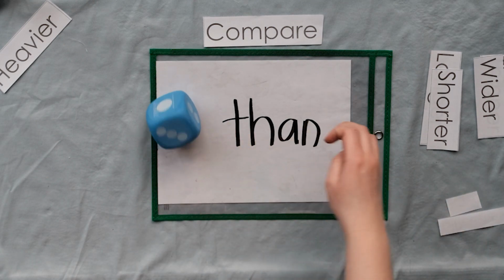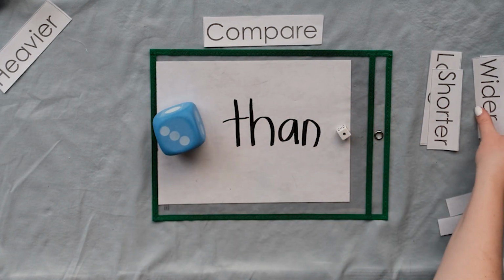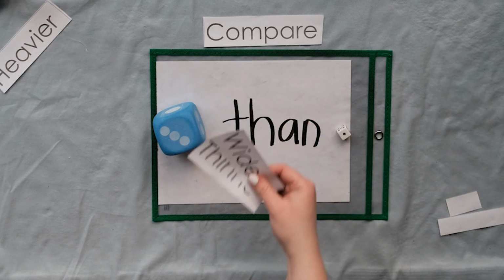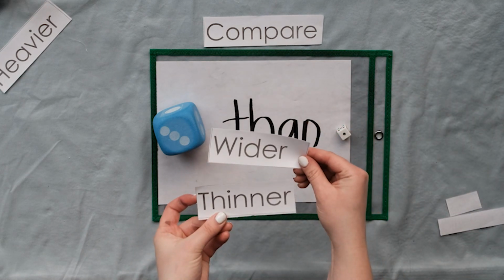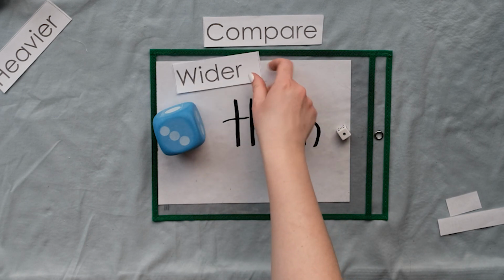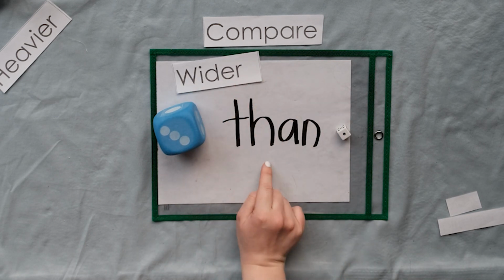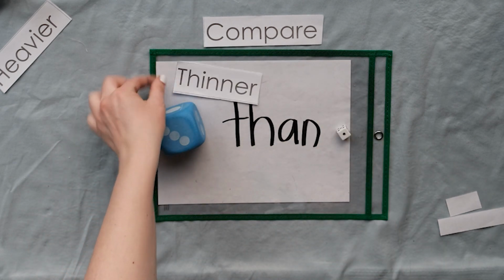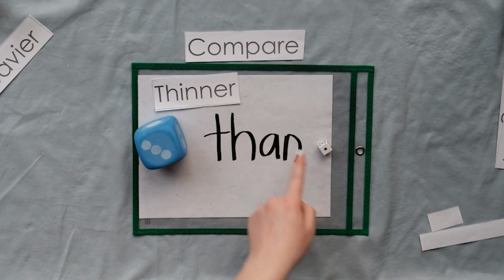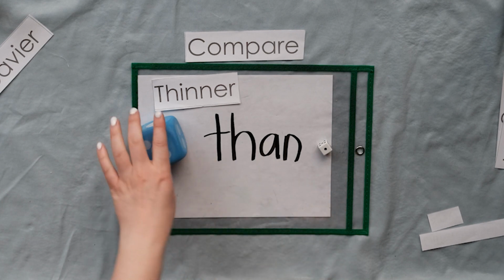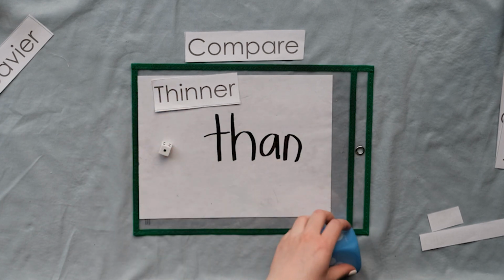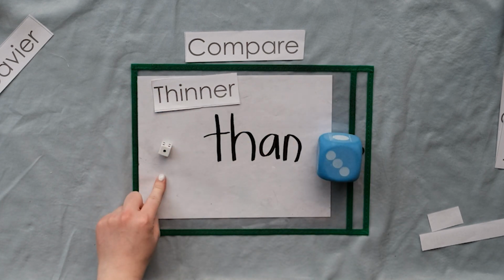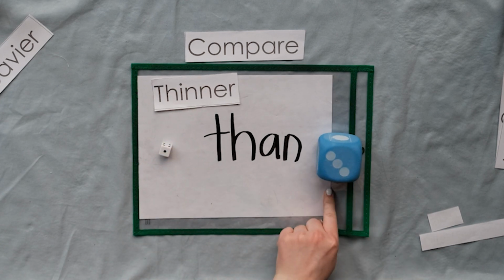Now, if I go back to the dice and I want to talk about the words wider and thinner, I can go like this. This dice is wider than that dice. But if I say this dice is thinner than that dice, not quite. I would have to switch them and say like this. This dice is thinner than that dice, right?